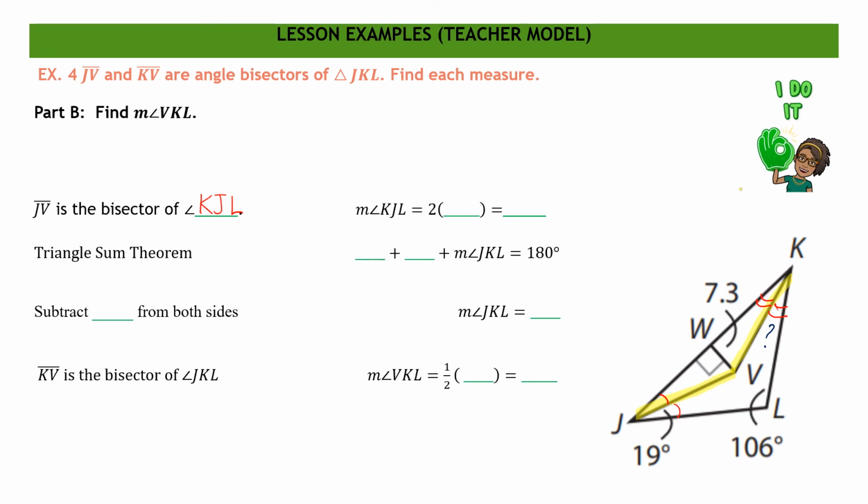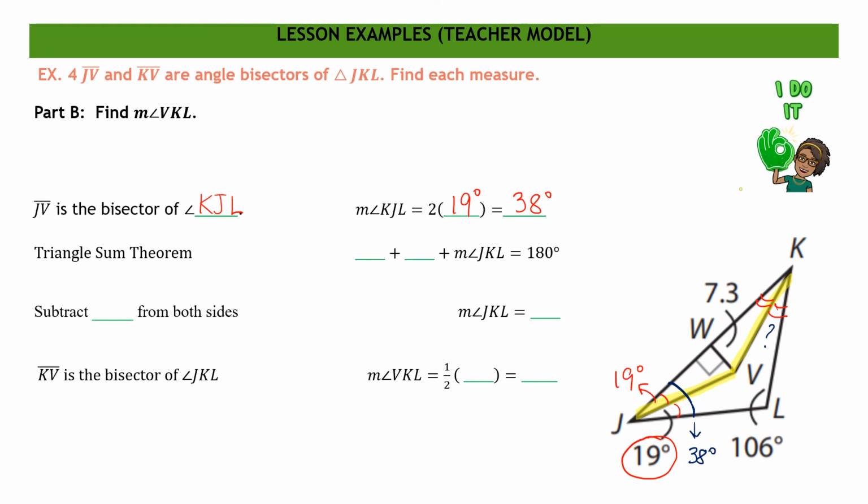So we know KJL is split into two equal parts, and we see here that one of the parts is 19 degrees. So that means if VJL is 19 degrees, this other part right here, KJV, would also have to be 19 degrees. So if I wanted to find the full measure of KJL, I would have to take 19 degrees and multiply it by 2, which gives me 38 degrees. So the full angle right here of KJL is 38 degrees.